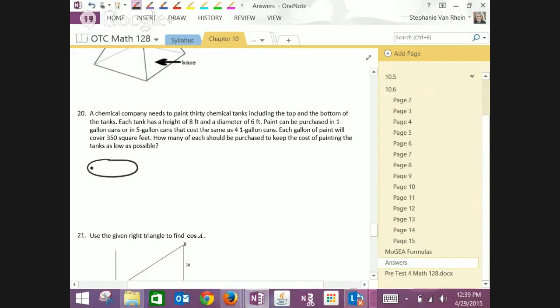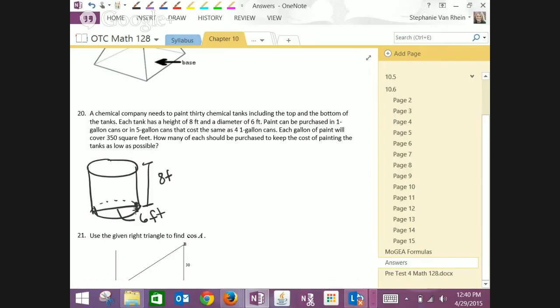So we have these tanks, with a height of 8 feet and a diameter. Be careful, they give us diameter, not radius. Paint can be purchased in 1 gallon cans or 5 gallon cans, and the cost of a 5 gallon can is the same as 4 one-gallon cans. So we have to keep that in mind when we go to buy them. Each gallon of paint will cover 350 square feet. How many of each should be purchased to keep the cost of paint for the tanks as low as possible?